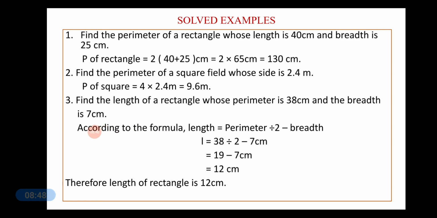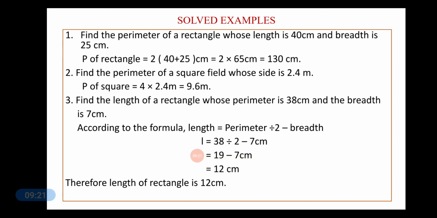Now in this third example, you have to find the length of a rectangle whose perimeter is 38 centimeter and the breadth is 7 centimeter. So here the length is not given, the perimeter is given as 38 centimeter and the breadth is given as 7 centimeter. You have to find out the length of the rectangle. So according to the formula, the length of a rectangle will be equal to perimeter divided by 2 minus breadth.